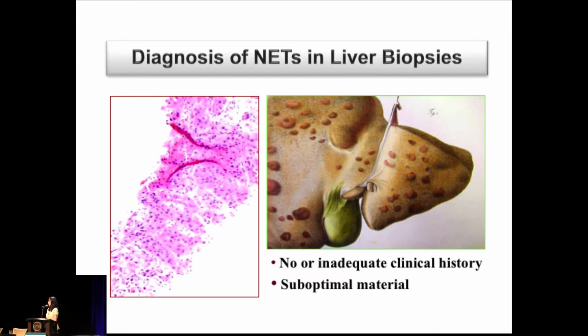Another area is that we often receive small biopsies of the liver, because it's easy access, or the patient comes with an unknown primary situation. The issue here is that we oftentimes do not have adequate clinical information, or the patient has not been fully worked up, and also the biopsies are relatively small and not very well preserved.